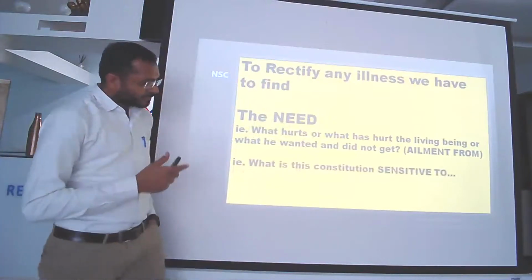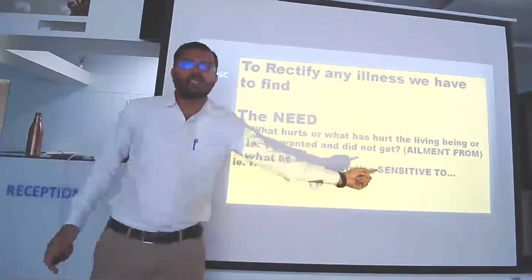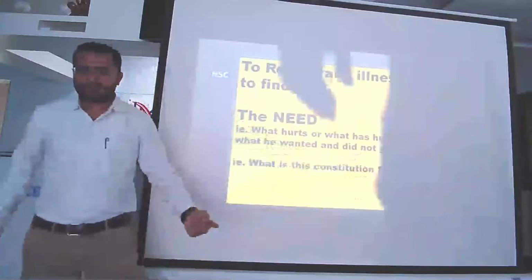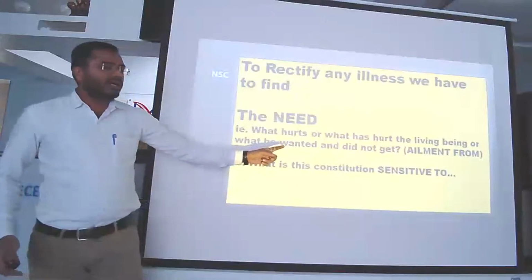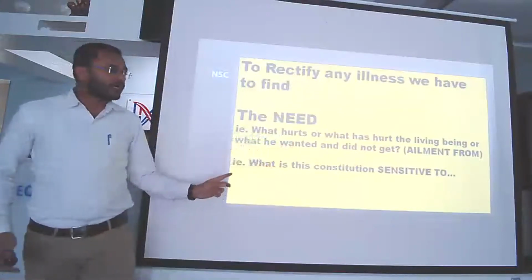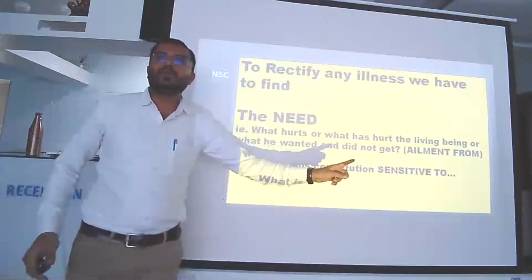Second point: what is this constitution sensitive to? First is to find out what he wanted and did not get. Second, what this constitution is sensitive to.